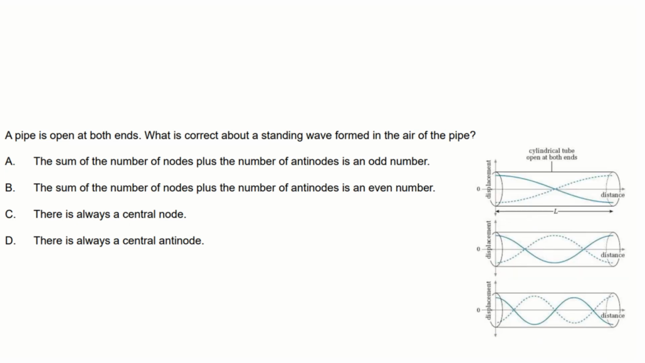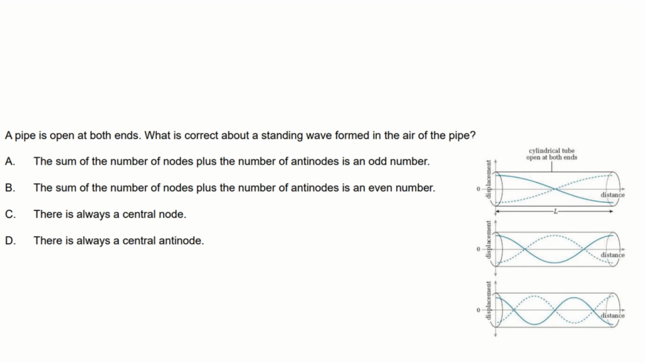Now, just as a refresher, this is what the first three modes of oscillation look like in a cylindrical tube which is open at both ends. And you should be aware that at both ends we've got an antinode forming. That is the key point about these different boundary conditions: wherever you have an open end, you will form an antinode.